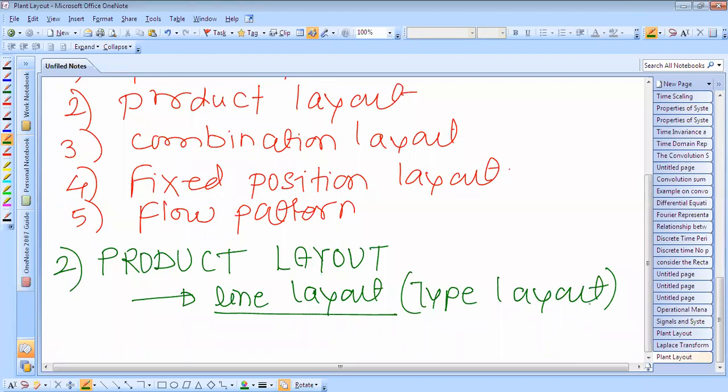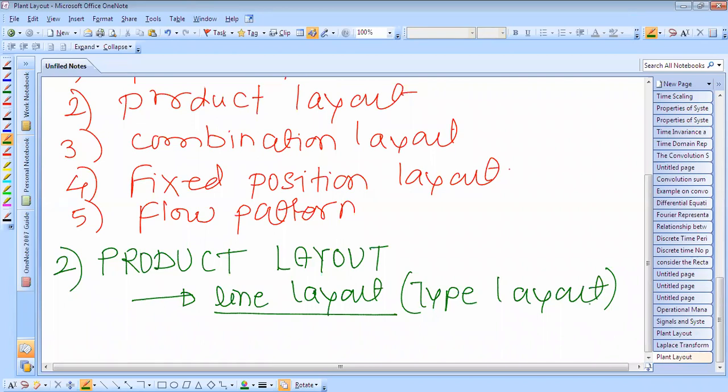And the machines are placed along the product flow line. The machines are placed along the product flow line, and the material has to pass through that line, and all the machines are arranged in the sequence in which the raw materials will be operated upon. And this type of layout is prepared for continuous operation. If continuous operations are there, then the product layout is generally considered. This involves a continuous flow of in-process material toward the finished product stage.